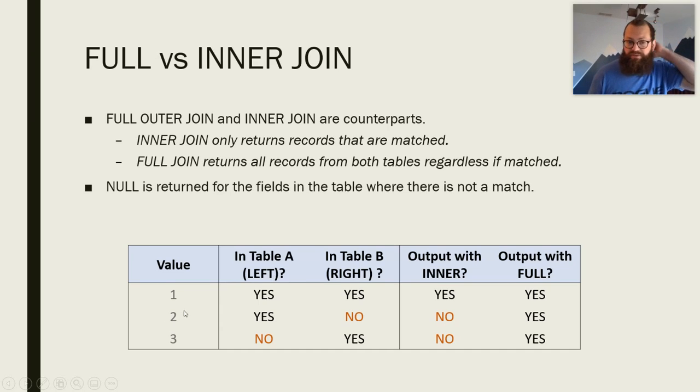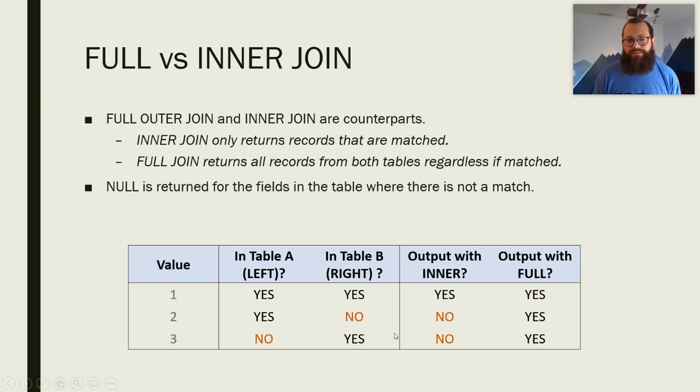So with the value 2 here, it appears in the left table. It doesn't appear in the right table, and an inner join won't return it because there isn't a match. But a full join will return it. And what is going to be displayed for the fields from the table where the value does not appear is going to be null values. Essentially, it's missing. So it appears in this table, it's missing from the other one. We're going to display it in the output, but where it's missing, we're going to have null values.